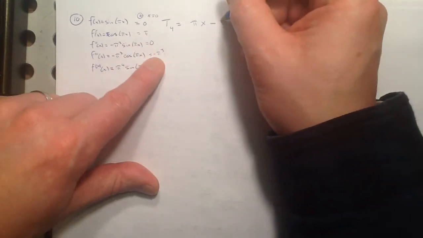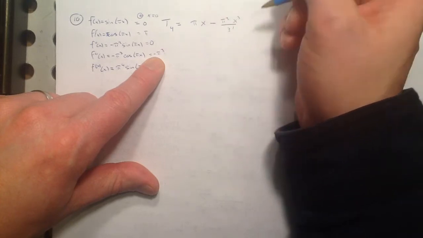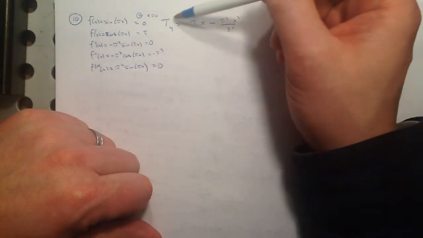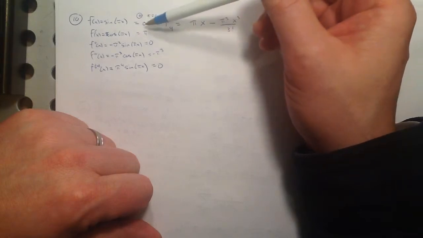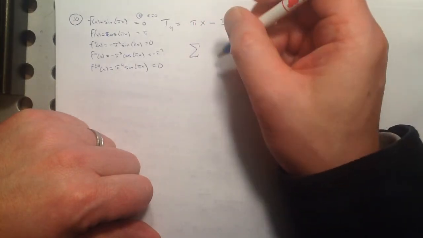So it looks like the fourth degree polynomial only has two terms here, only has the first and third terms. So that's going to be pi times x minus pi cubed times x cubed over 3 factorial. And that's it. The other one's all the even terms. And the very first one, that's like the 0th term, so that's even. They all got knocked out to 0. In summation notation, now we have odd terms only.